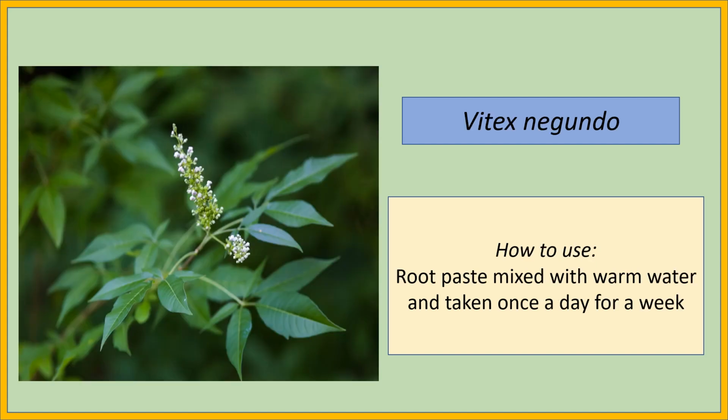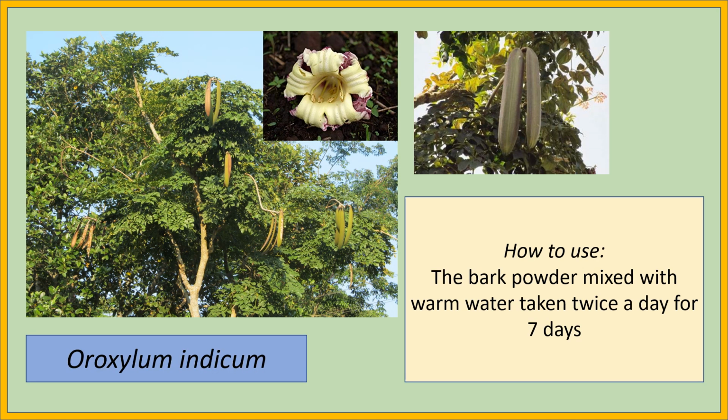This is Vitex negundo, which is also a very important biopesticide. The root paste is mixed with warm water and taken once a day for a week. You can get rid of the helminths. This is Oroxylum indicum. The bark of the plant is mixed with warm water and taken twice a day for 7 days. This is an important medicinal plant, and because of the high use of this medicinal plant, it comes under the threatened category. So don't forget to plant this tree.